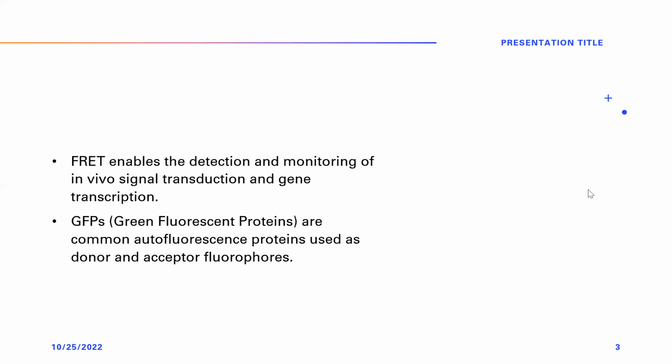and thus it enables the detection and monitoring of in vivo signal transduction and gene transcription. For the fluorophores, a good example is the GFPs, which stands for green fluorescent proteins. GFPs are common autofluorescence proteins used as donor and acceptor fluorophores.